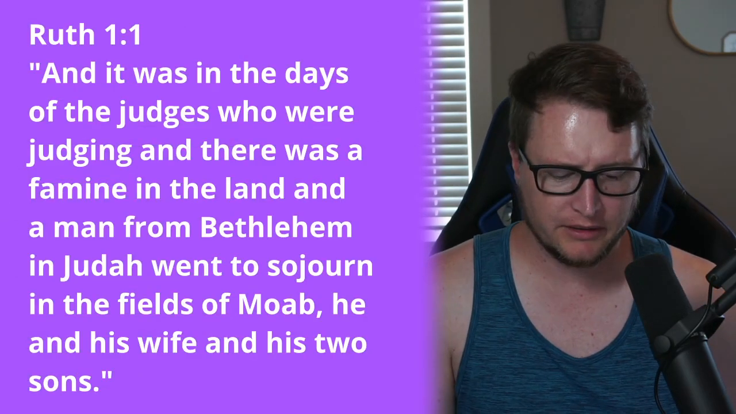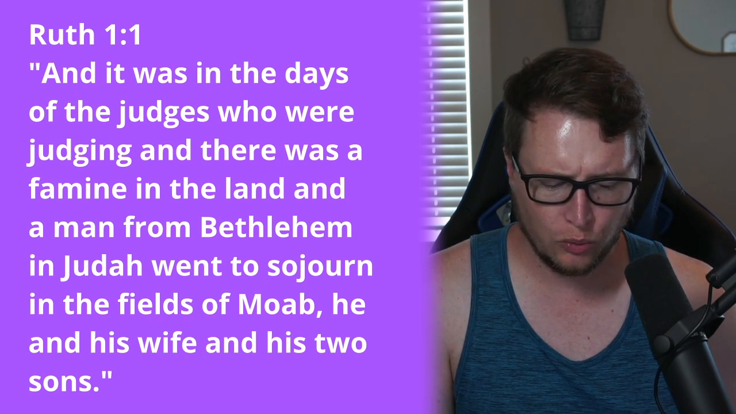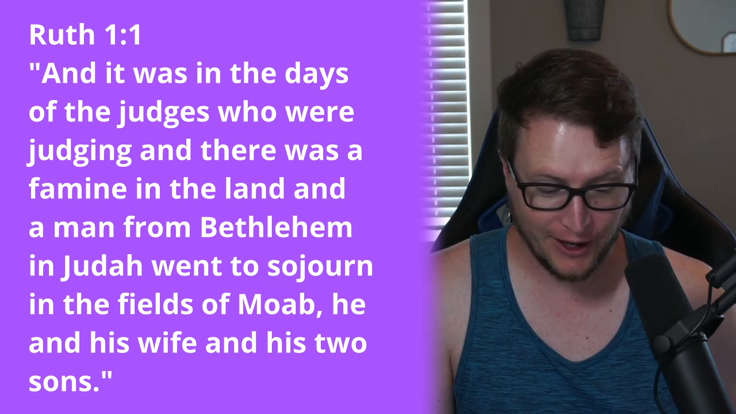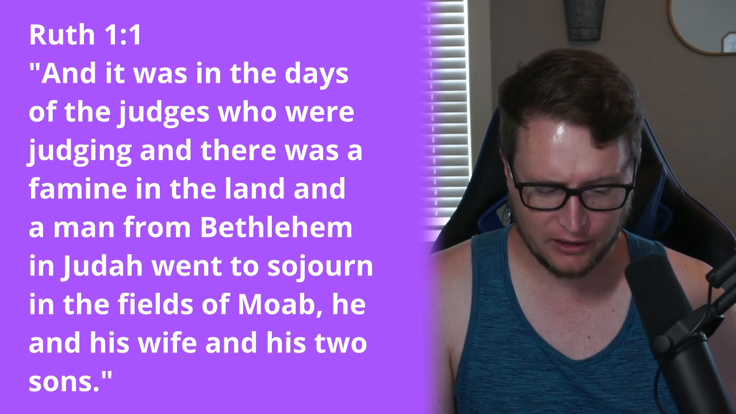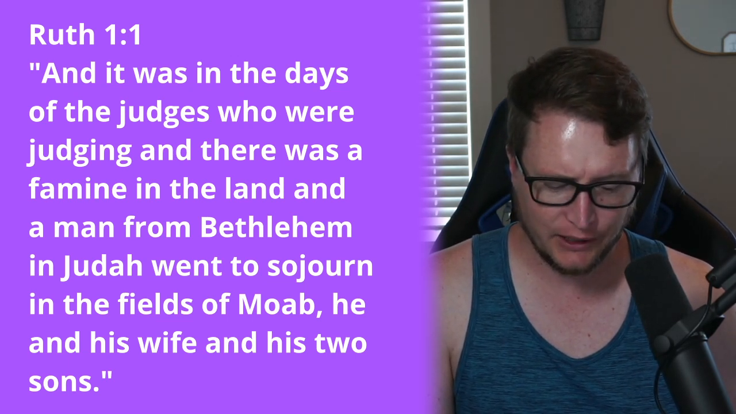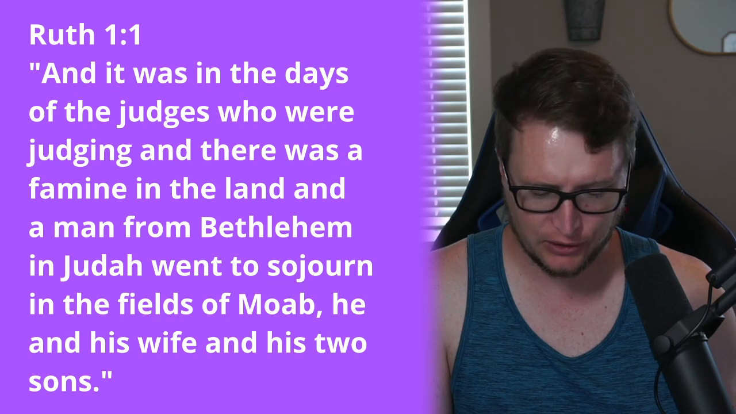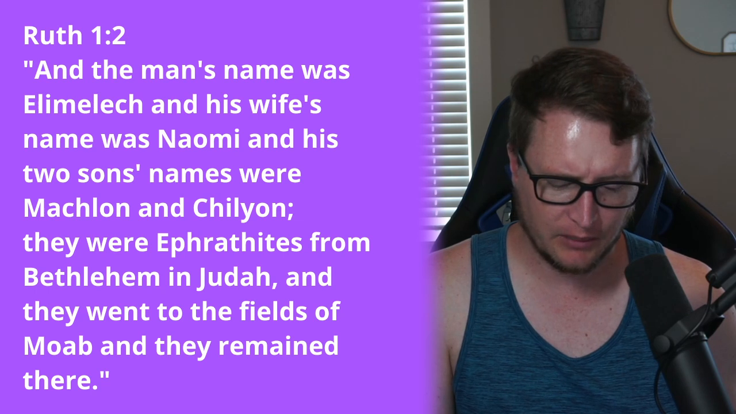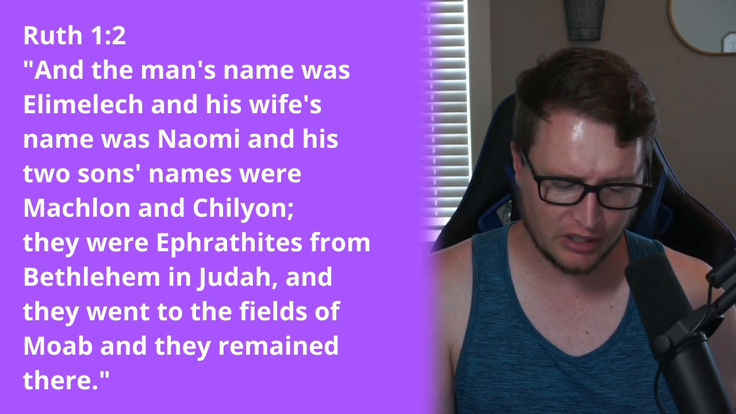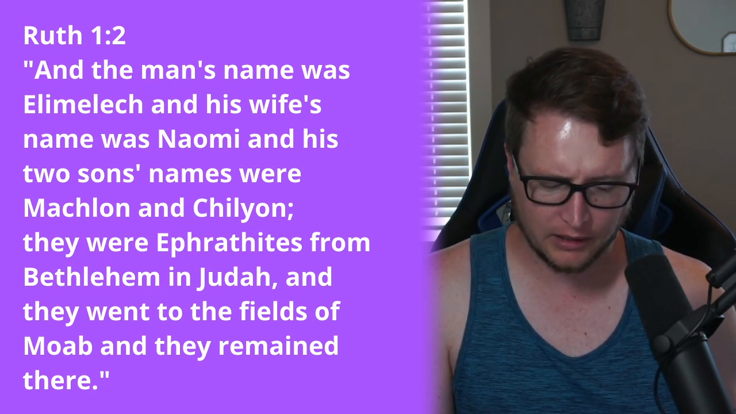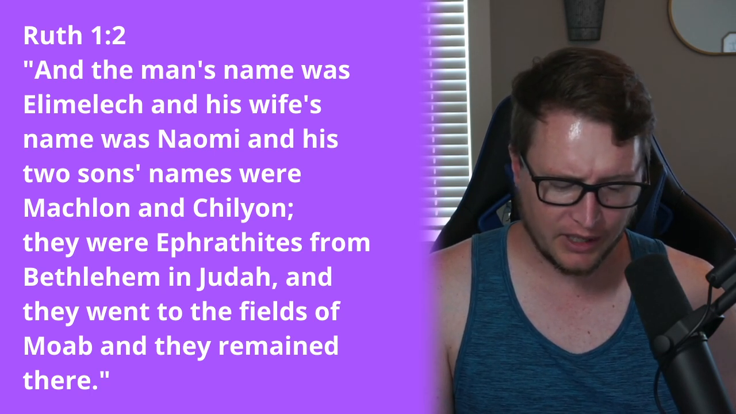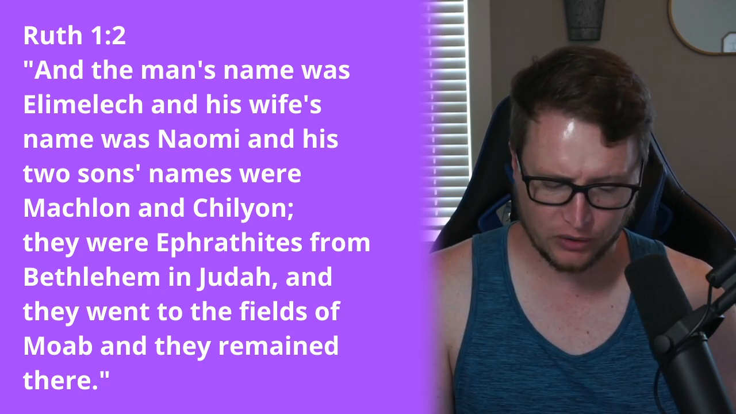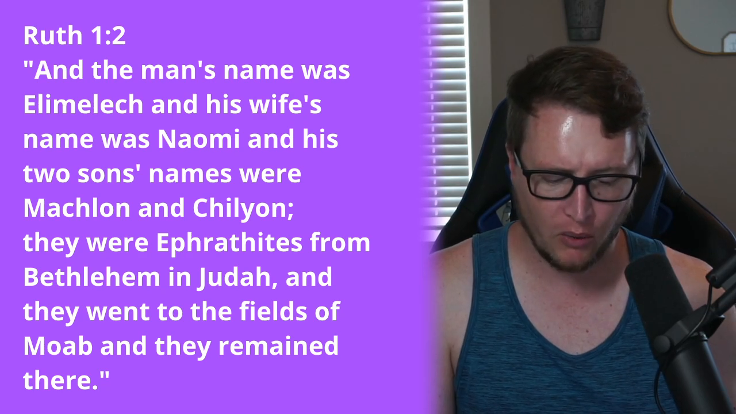So this is Ruth chapter 1. And it was in the days of the judges who were judging, and there was a famine in the land. And a man from Bethlehem in Judah went to sojourn in the fields of Moab, he and his wife and his two sons. And the man's name was Elimelech, and his wife's name was Naomi. And his two sons' names were Mahlon and Chilion. They were Ephrathites from Bethlehem in Judah. And they went to the fields of Moab, and they remained there.